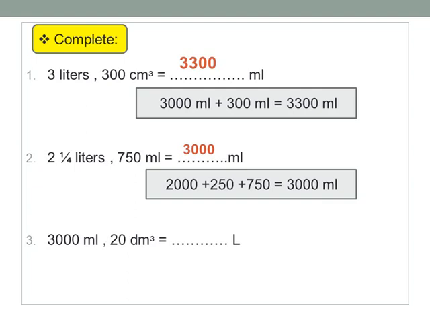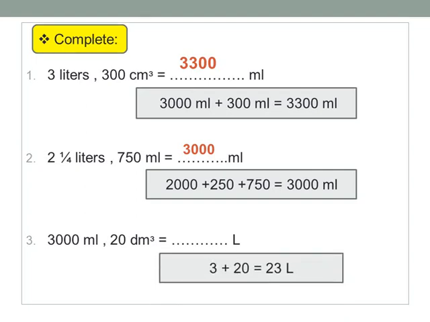Okay, and in the second part we have 20 decimeter cube, and we remembered that decimeter cube is the same unit liter. Both of them are big unit, and we remember that 1 liter equal 1 decimeter cube. So if we have 20 decimeter cube, it will be equal 20 liters. So the answer will be 3 liters plus 20 liters equal 23 liters.